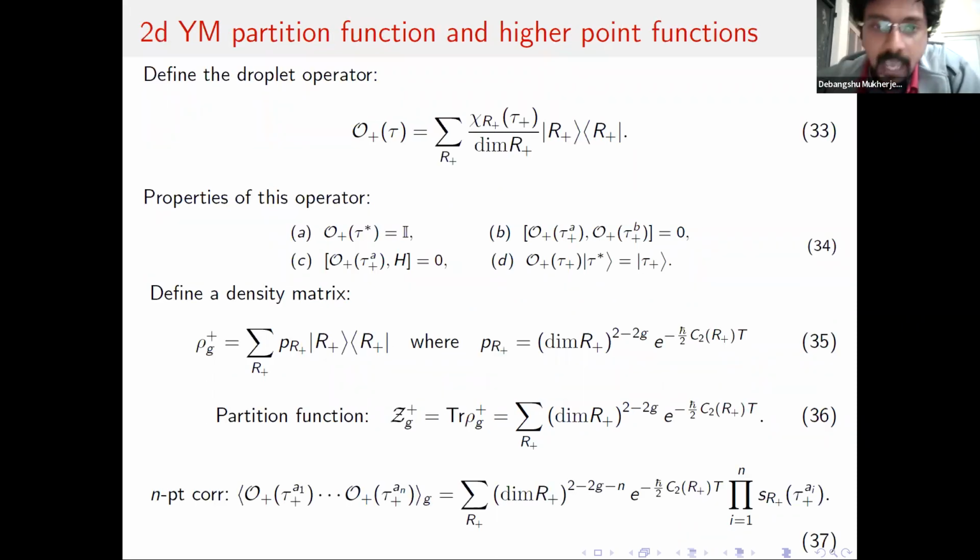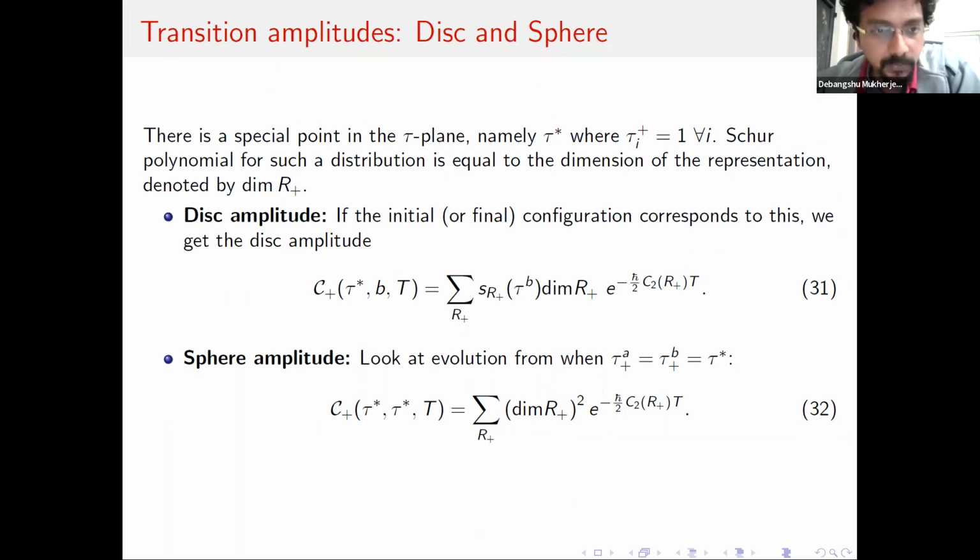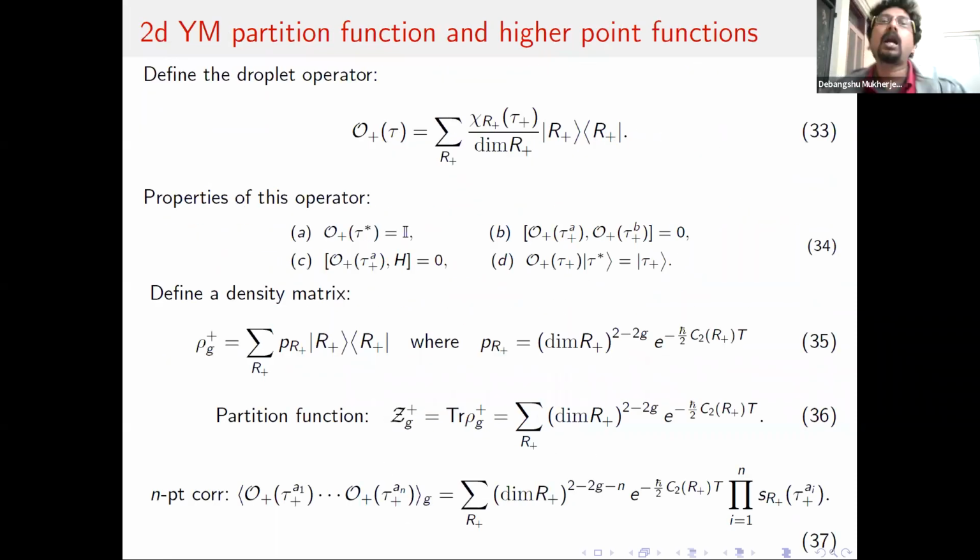Okay, so we have got all the building blocks: the disk amplitude, the sphere amplitude, and the cylinder amplitude. How can we possibly go ahead and define higher point functions? So now this is a part where I am going to make a bit of an ad hoc proposal. By ad hoc, I mean, I really do not have, so let me start by proposing the following definition, which I'm going to call a droplet operator. This is how I'm going to define my droplet operator. It is a sum over outer products of R plus, but now weighted by this factor in front.